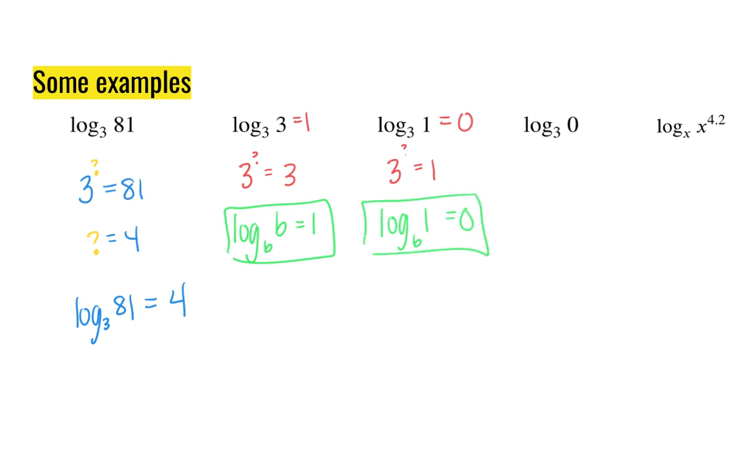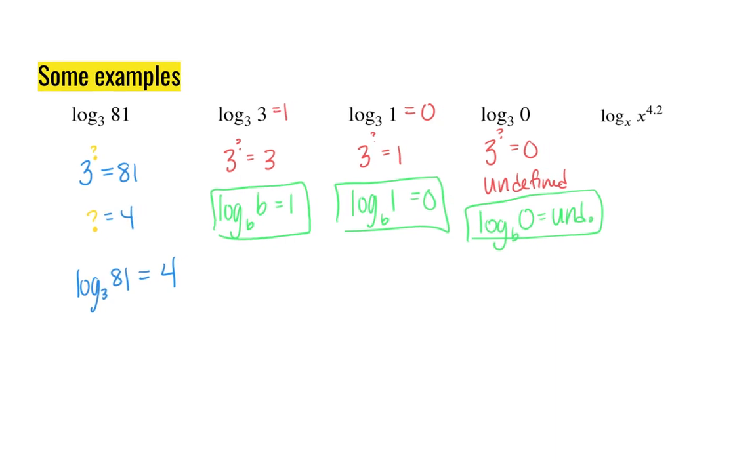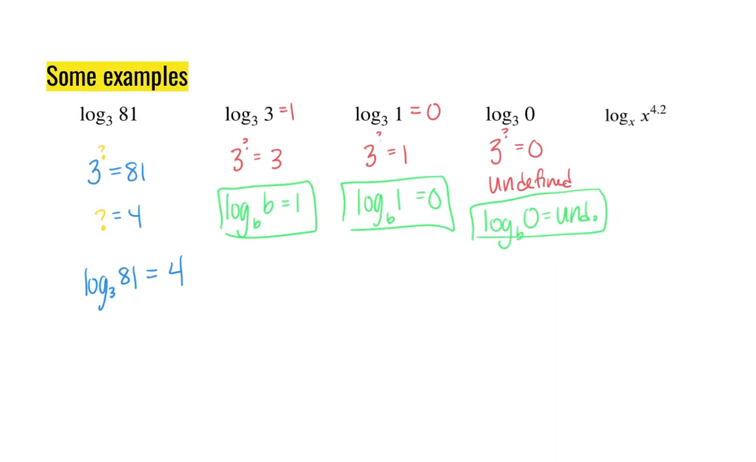Okay, next example. 3 to what exponent equals 0? That can't exist. 3 multiplied or divided by itself any number of times is never going to equal 0. This is simply undefined. This does not exist. So any logarithm with a base of 0 is always going to be undefined. It's never going to exist. Squeeze this up a little bit so I have a little bit more room. And I will write that there, undefined.